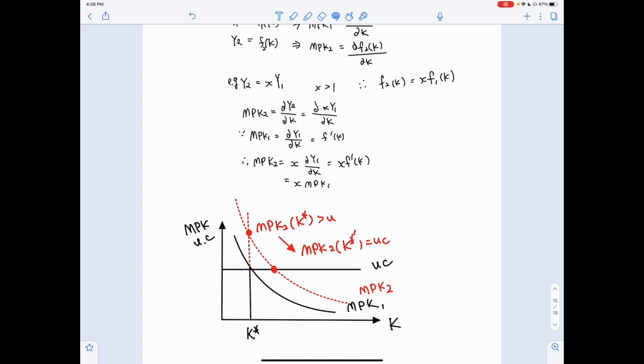Therefore, we need to increase the desired level of the capital stock such that we are able to find another point where the new marginal product of capital equals the user cost. And this point will be higher than the old point. Therefore, we need to increase the investments.